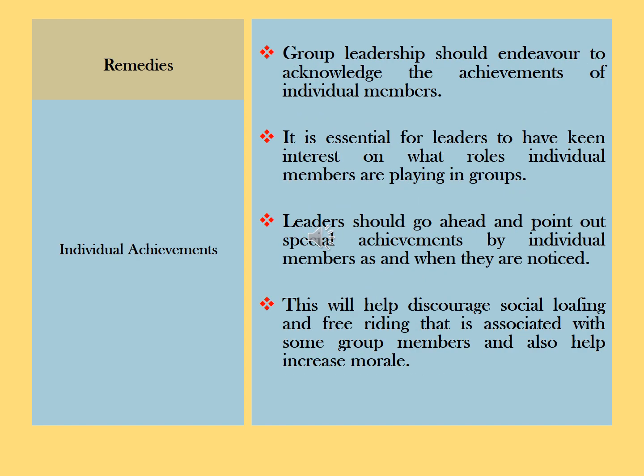Another remedy that can also be used to prevent or to overcome some of the barriers that we have highlighted above is the documentation or highlighting of individual achievements in groups. It should be the responsibility of group leadership to acknowledge the achievements of individual members, and it is essential for leaders to have keen interest in what roles individual members are playing in groups. Leaders should go ahead and point out special achievements by individual members as and when they are noticed. This will help discourage social loafing and free riding, which is associated with some group members, and can also be used as a means of boosting members' morale during discussions.